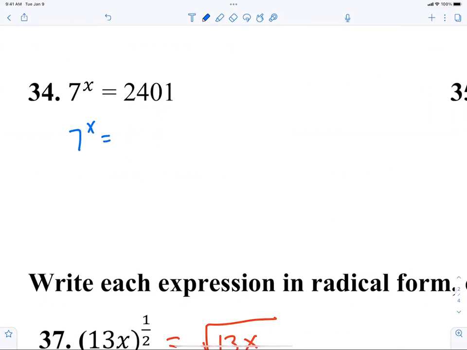7 to the x equals 7 to what? Is it to the 4th? So then x equals what? Beautiful. Thank you. Good. I'm not writing something for my health. I know what the answers are. I'm modeling what you're supposed to be doing.